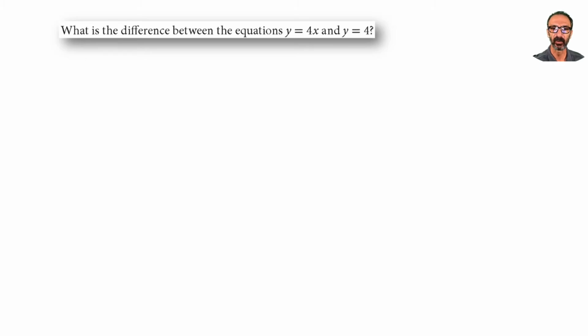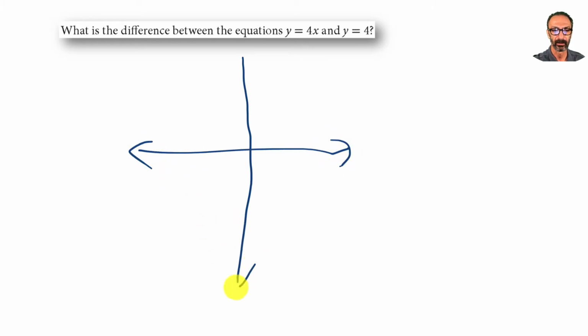What is the difference between y equals 4x and y equals 4? Before I show you the detail, let me go over it kind of quick. I have, let's say, a quick x and y axis. And if you want to graph, let's start with the easy one, y equals 4. So you go 1, 2, 3, 4, and you stay right there, and that is a horizontal line. That is y equals 4.